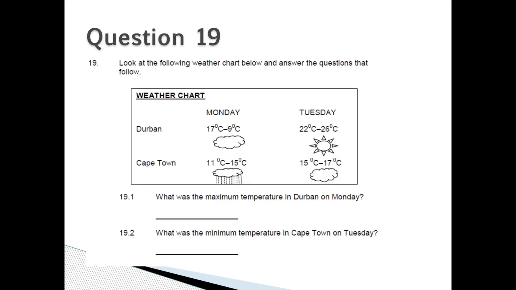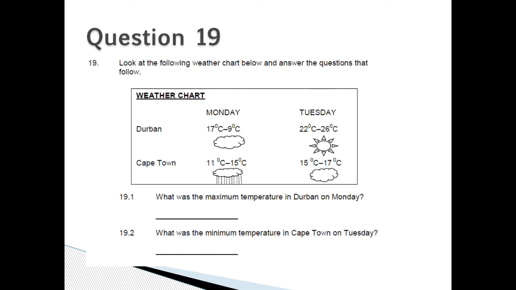Look at the following weather chart below and answer the questions that follow. In Durban on Monday, it is 17 degrees Celsius to 9 degrees Celsius, and on Tuesday it's 22 degrees Celsius to 26 degrees Celsius. In Cape Town, it is 11 degrees Celsius to 15 degrees Celsius on Monday, and on Tuesday it is 15 to 17 degrees Celsius.